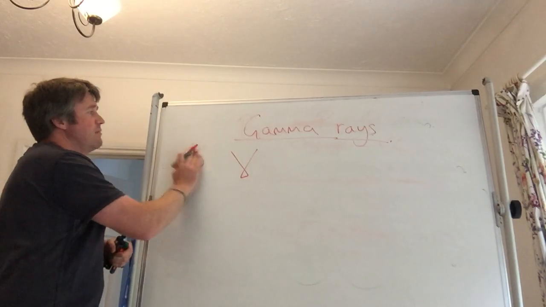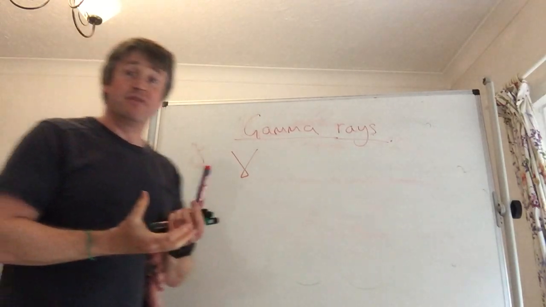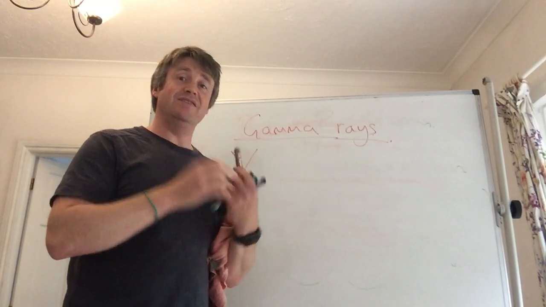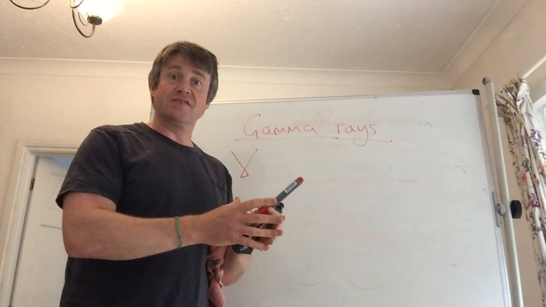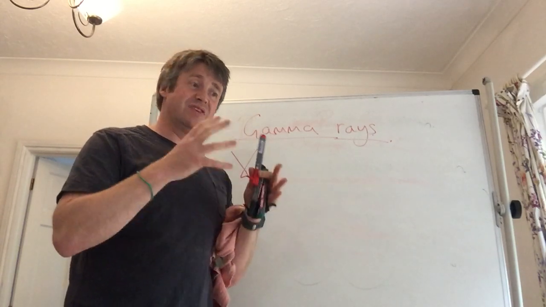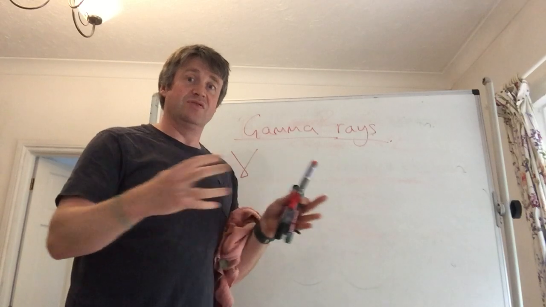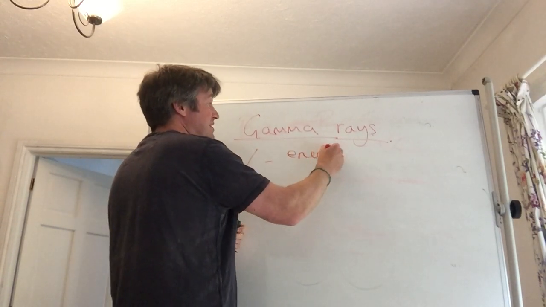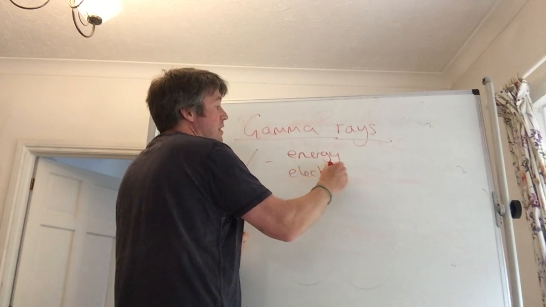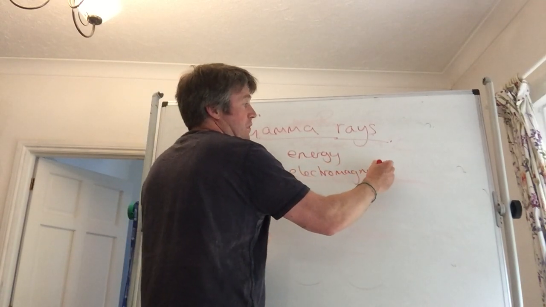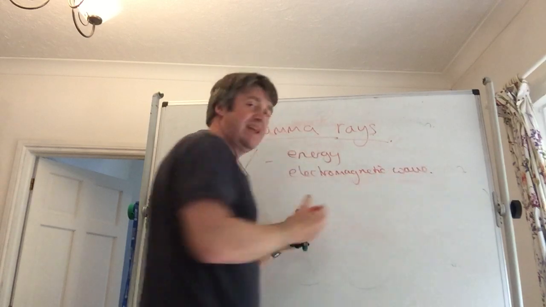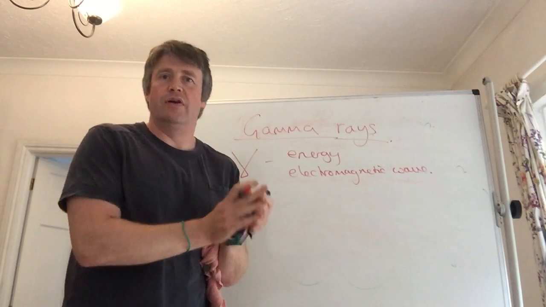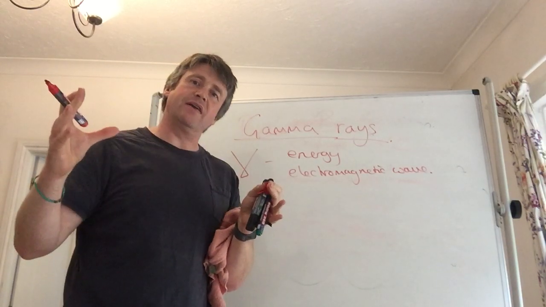So, gamma. Now, it doesn't have a nuclear equation because it's not actually a particle. When gamma is emitted, it doesn't change the atom. So when this happens, the nucleus of the atom doesn't change. It is energy being emitted. It's an electromagnetic wave, just like light is, just like radio is, just like microwaves are. Yeah, they're all electromagnetic waves.